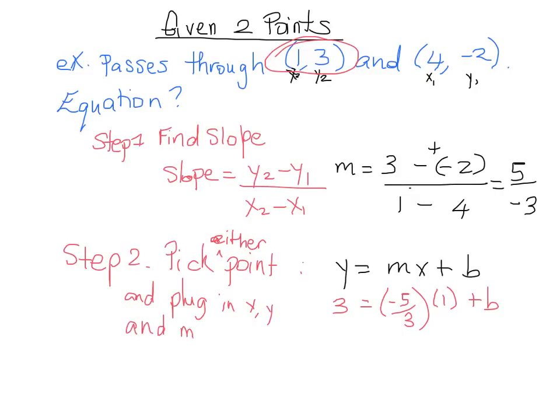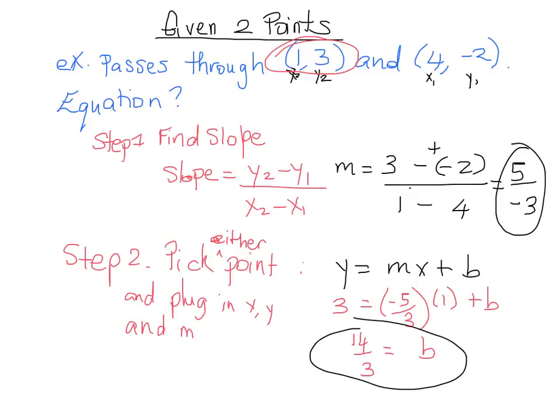All right, great. So now we can simplify to solve for b, and we get here that b is equal to 14 over 3. So now that we have b and we have m, we can plug into our y equals mx plus b format, and the equation of our line is y equals negative 5 over 3x plus 14 over 3. And that's it for now.